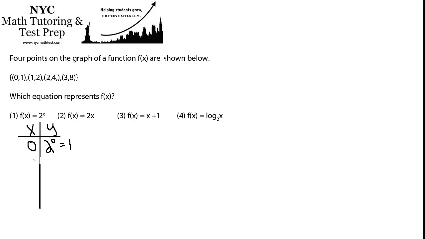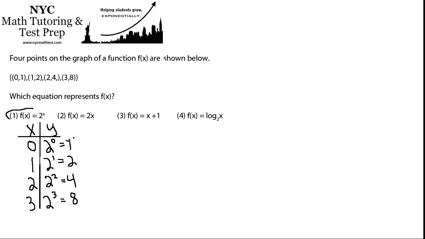That's correct. What happens when we put in 1? We get 2 to the first power, which is 2, so we put in 1 and we got out 2. So far so good. On the next one we put in 2, the x coordinate, and we get 2 squared, which is 4. Put in 2, got out 4. We're still good. Does the last one work? We put in 3, we get 2 cubed, which is 8, and yes, it did. So the answer is the first one.